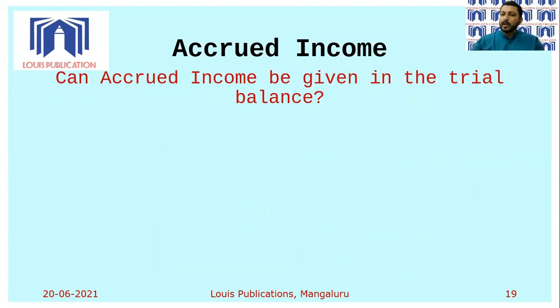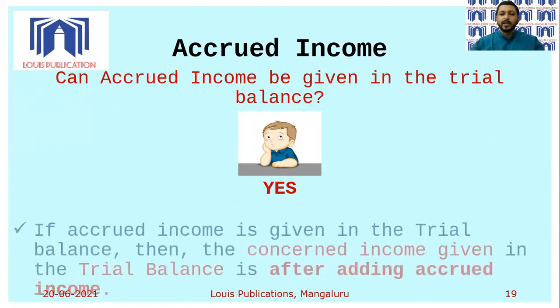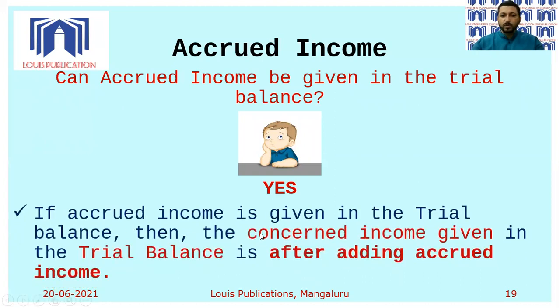Now, like I had asked a question earlier, can outstanding income be shown in the trial balance? Now I'm asking, can accrued income be shown in the trial balance? The answer to both questions is the same. It is yes. If accrued income is given in the trial balance, that means the accrued income amount has already been added to the concerned income. You don't need to add it once again in the profit and loss account. The concerned income given in the trial balance is after adding accrued income. So you don't have to do anything in the profit and loss account. You have already added the accrued income value. You don't have to do it again.